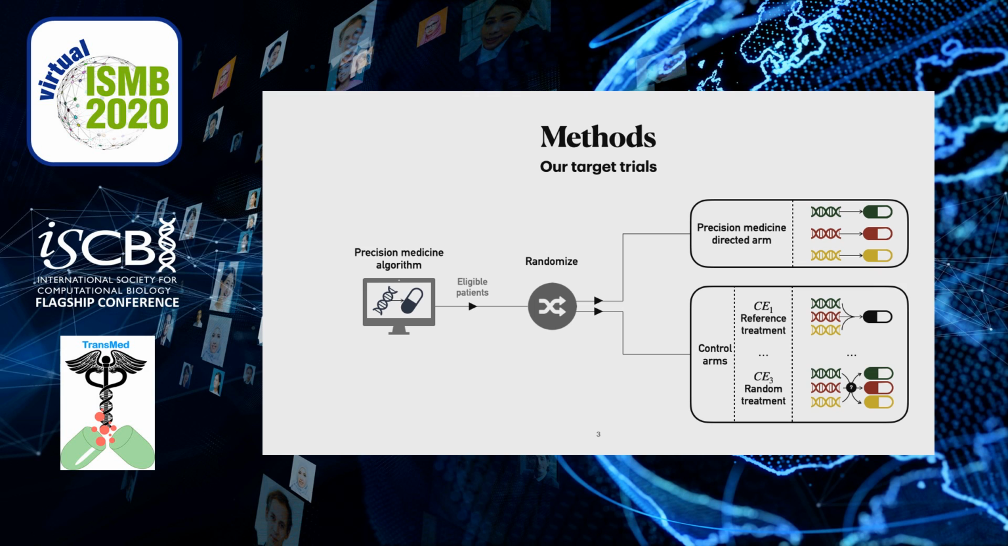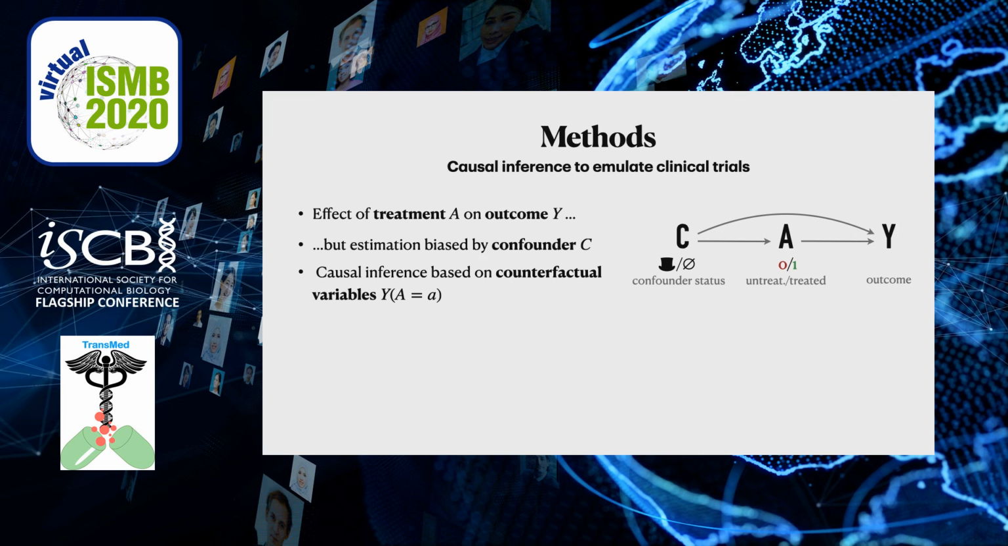I just described two of them there. The first possible control is just a reference treatment, so all patients are treated with the same gold standard treatment. Another possible control, called CE3 there, is just random treatment. You compare your precision medicine with the random assignment of the same pool of treatment. But now we don't want to perform those target trials in real life. We want to use data to simulate them. But let me take a simple example to explain the method.